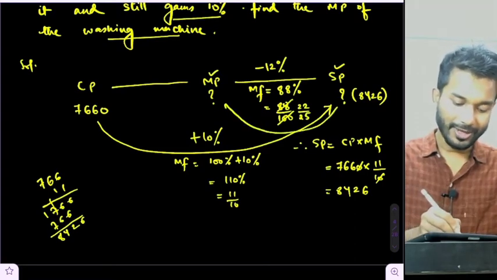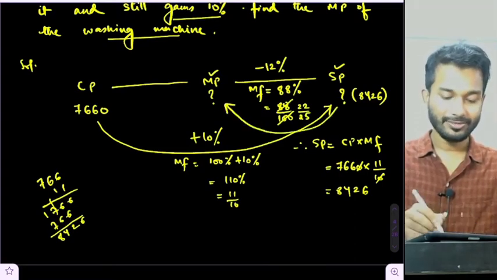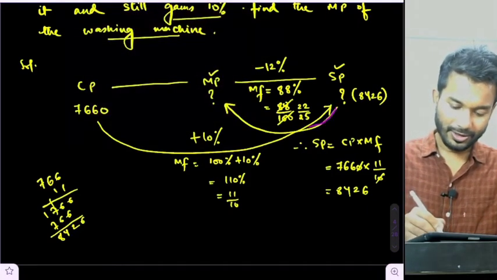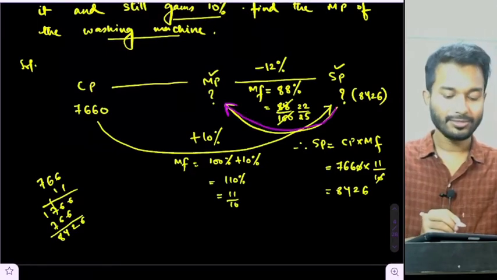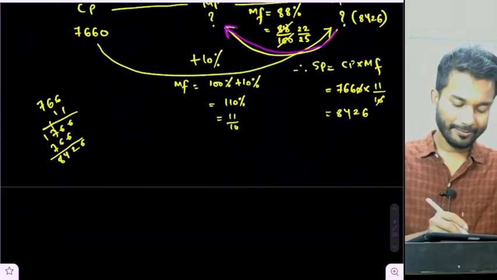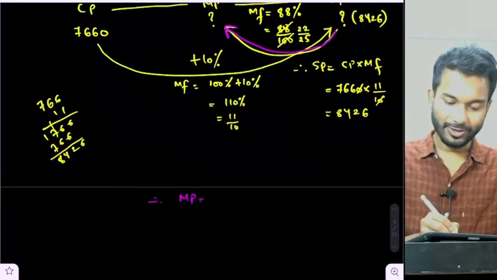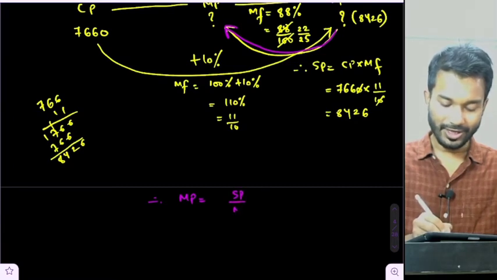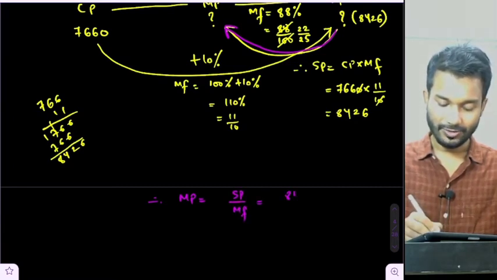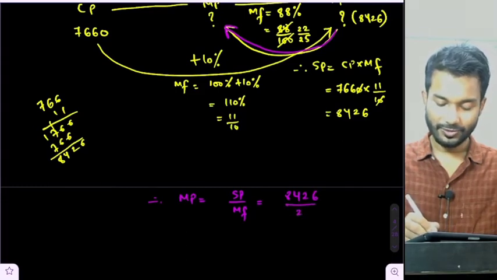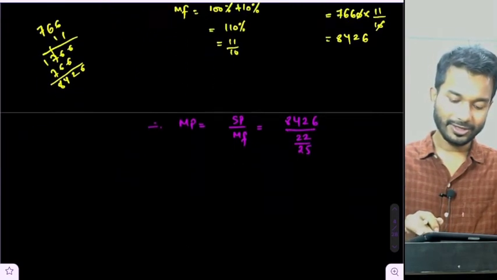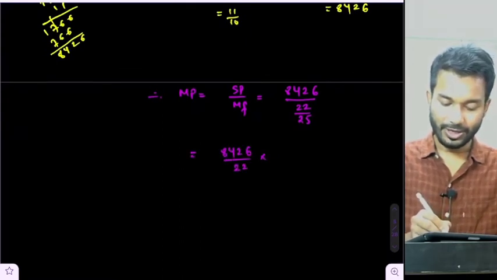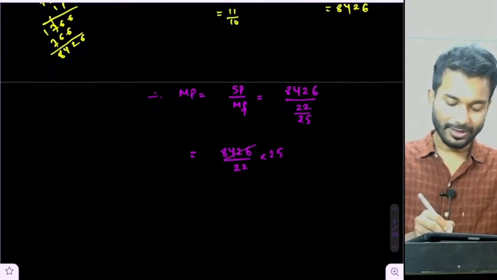Now we have to go in the backward direction to find out the mark price. It may have become mixed up, but I hope you are getting the point. So mark price, because we are going in the backward direction, we have to divide by multiplication factor, equal to selling price divided by multiplication factor, that is 8426 divided by 22 by 25. So simplify this, what will we get? 8426 divided by 22 into 25, divisible by 2.